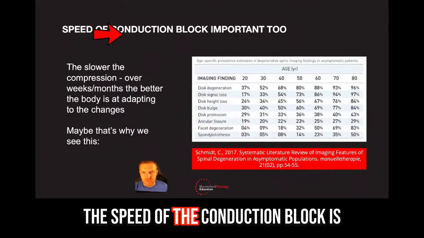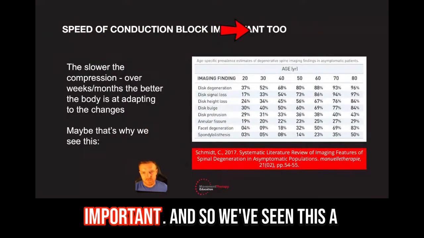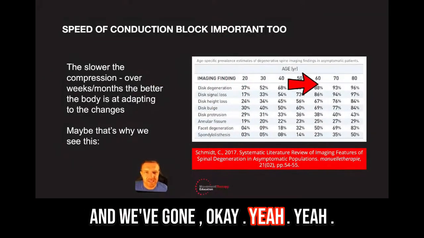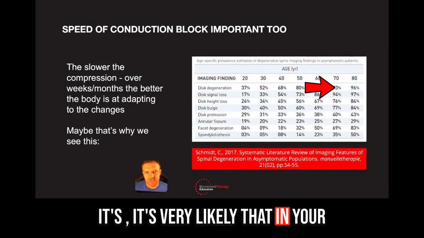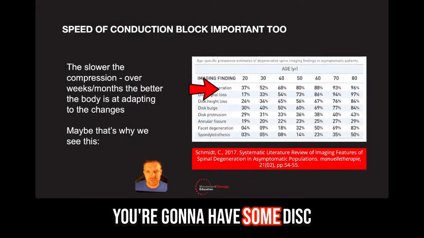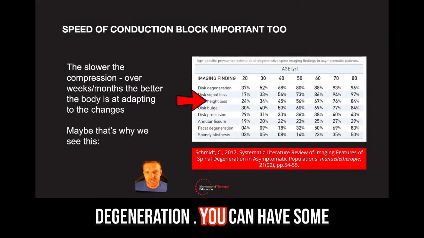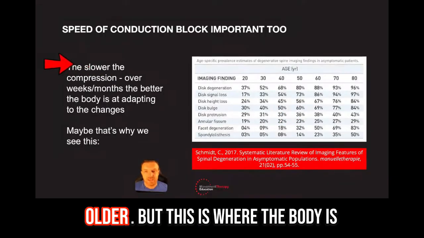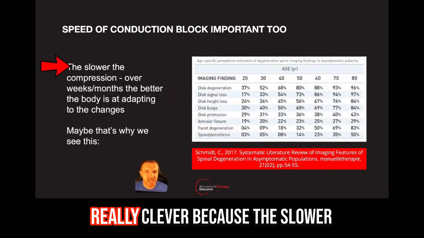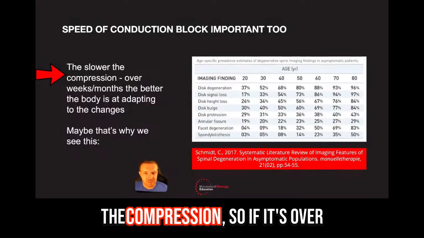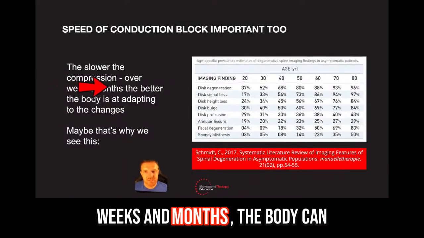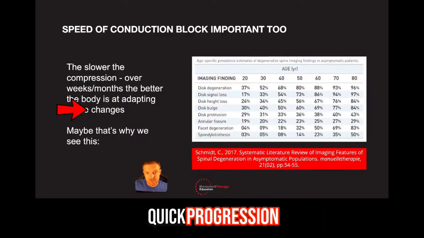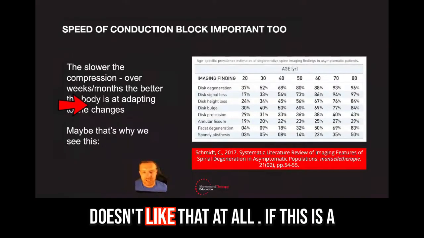The speed of the conduction block is important. We've seen this a few times and we've gone, okay, it's very likely that in your 70s and 80s you're going to have some disc degeneration, signal loss, height loss, disc bulges. It's more likely as you get older. But this is where the body is really clever, because the slower the compression, so if it's over weeks and months, the body can adapt to it. If it's a really quick progression, it doesn't like that at all.